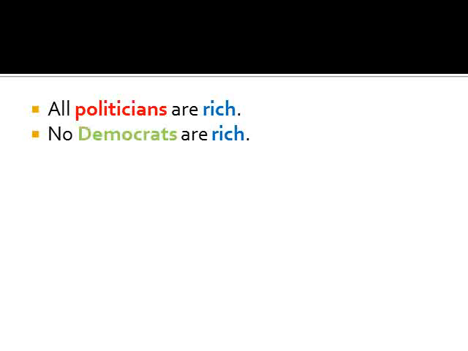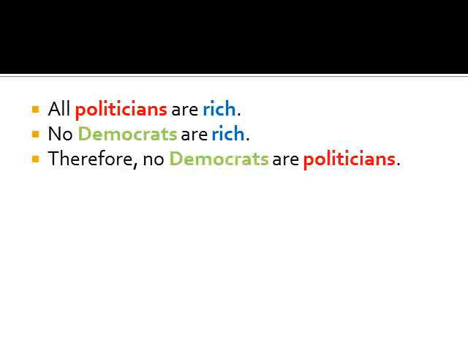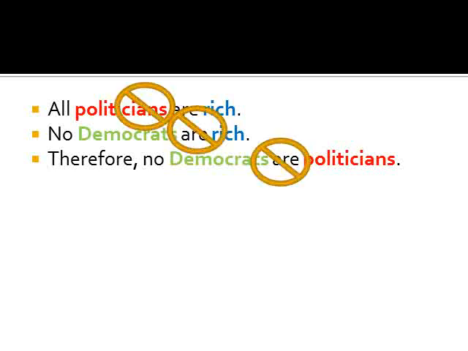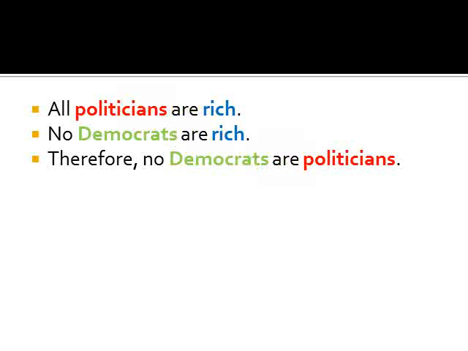Let's look at a second example. All politicians are rich, no Democrats are rich, therefore no Democrats are politicians. So first of all, we're not talking about the truth or falsehood of this. Obviously all 3 of these statements are false. Instead, we're trying to look at the form and determine if the third statement is forced to be true if the first 2 statements are true.